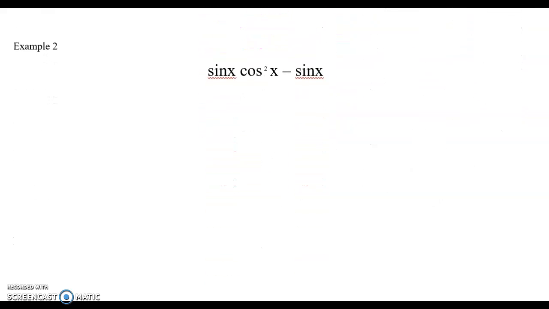Here's another binomial. I know it's a binomial because it's separated by a minus sign. Terms are separated by plus or minus signs. So my first thought is, could there be a GCF, something that both terms have in common? And they do. They both have sine x in common. So I'm going to factor sine x out, and I would have cosine squared x minus 1.